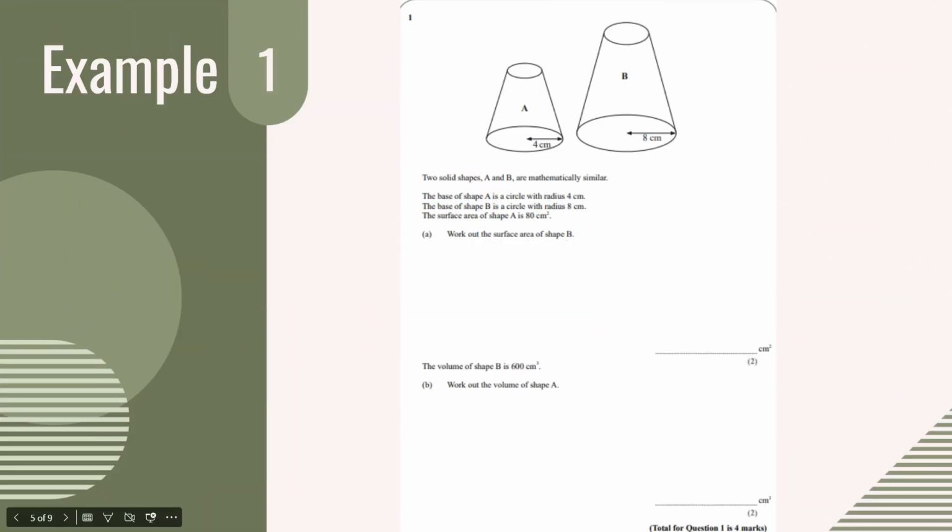Once again, here's another Math Genie exam question for you to have a go at. Have a go, pause the video, and then unpause when you've done. So, in our first question, two solid shapes, A and B, are mathematically similar. The base of shape A is a circle with a radius of 4 cm, and the base of shape B is a circle with a radius of 8 cm. The surface area of shape A is 80 cm squared. Work out the surface area for shape B.